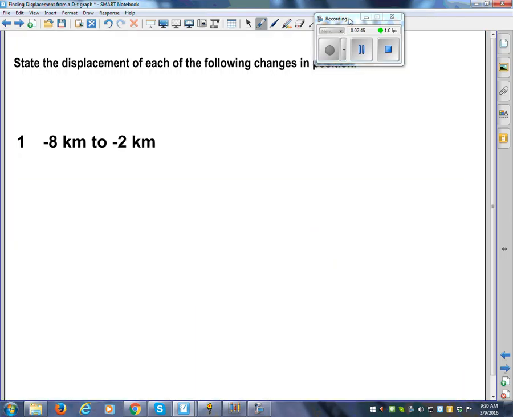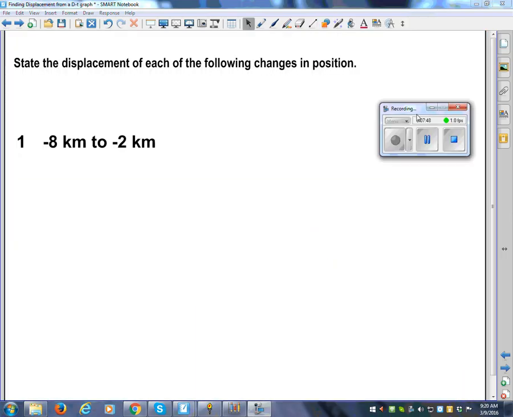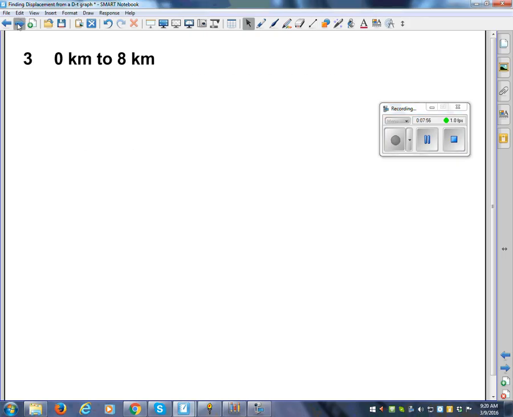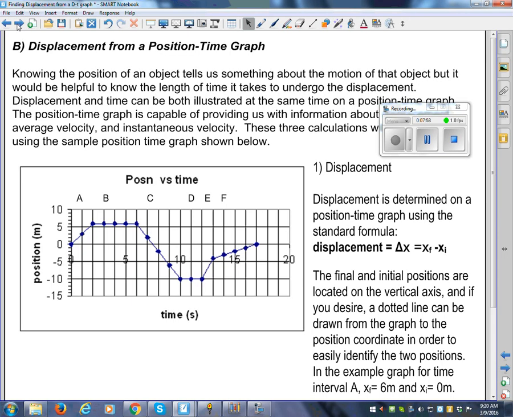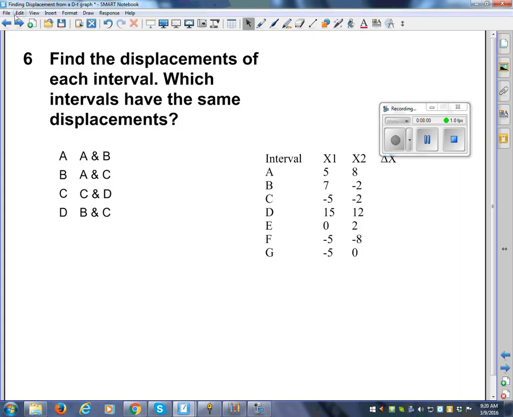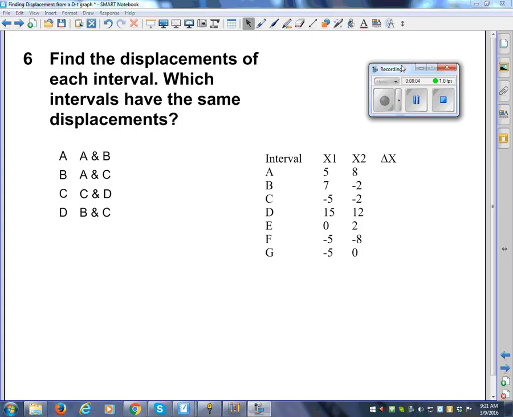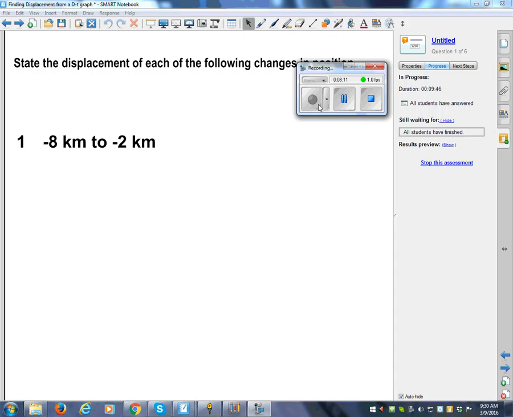So, do you guys have all these questions now? You should have them there, right? I think this is a multi-question little quiz here. You've got: state the displacement for each of the following changes. There is 1, 2, 3, 4, 5, 6. Oh, and number 6 here, you have to match which ones are the same. I'll leave this up on the screen. You guys go ahead and do questions 1 to 6. Okay. Oh, I've got to hit stop.